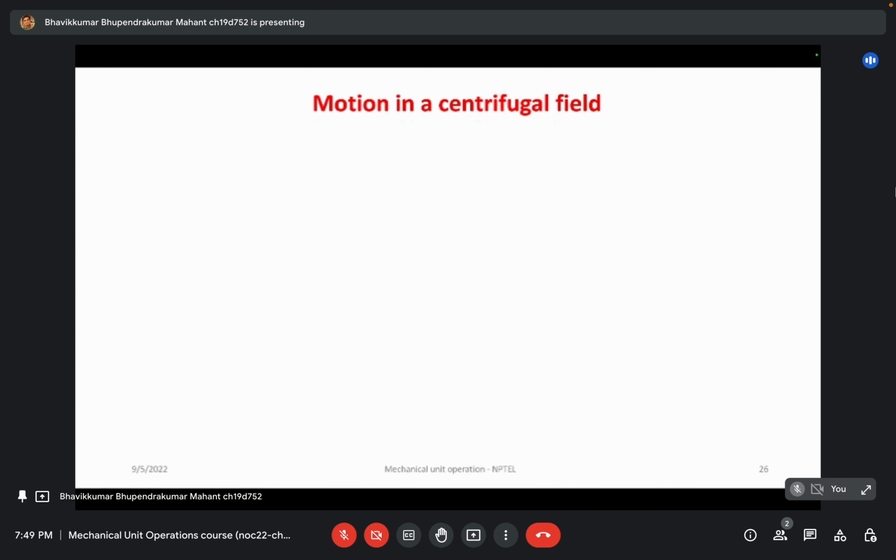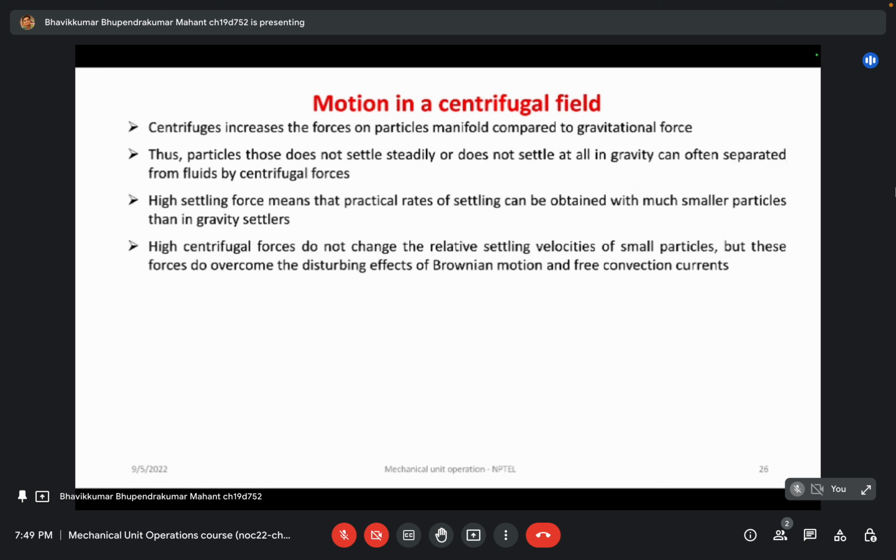If we discuss the centrifugal field, then centrifugal motion and centrifugal force need to be considered. Centrifuges increase the forces on particles compared to the gravitational force. Centrifugal force has a value more than the gravitational force. Thus, particles that do not settle steadily, or do not settle at all in gravity, can often be separated by centrifugal force.